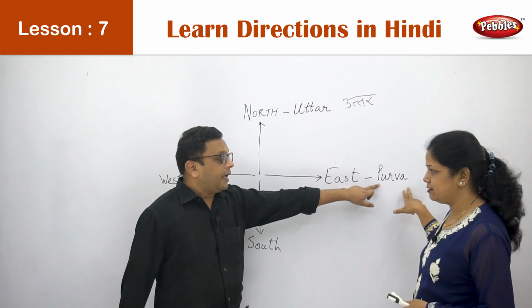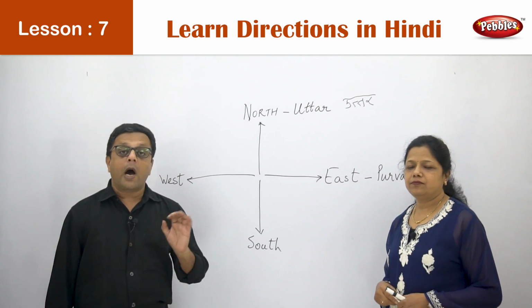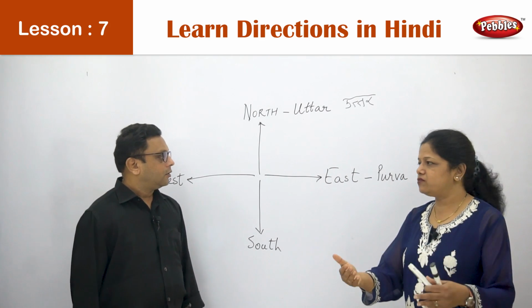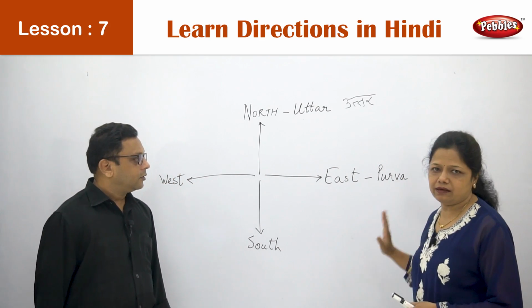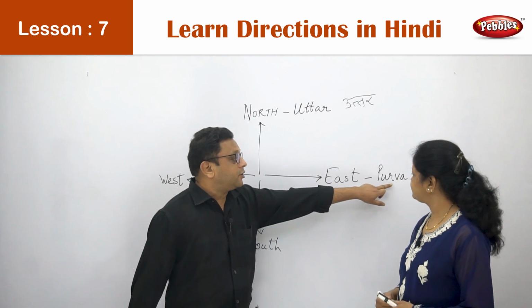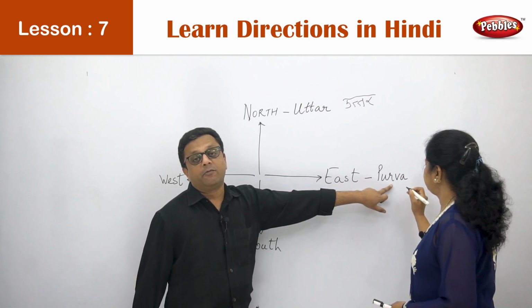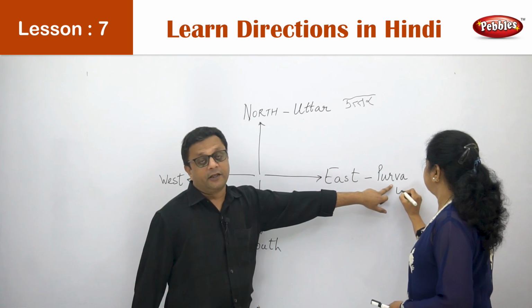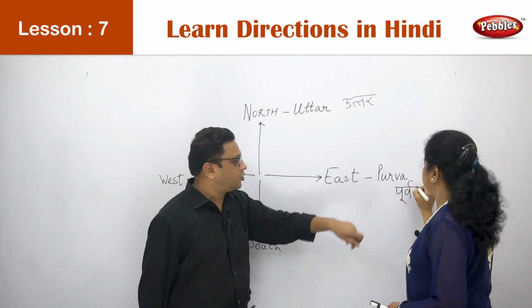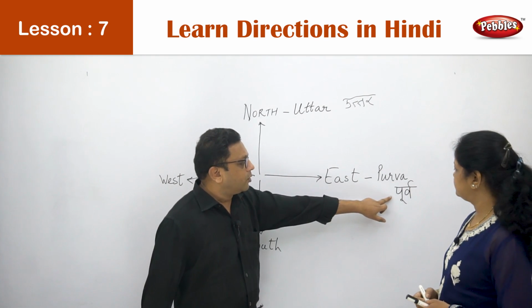Though we write A here, it is not pronounced that way. So we say Purva. That's why I have written A here. Now, if you read it as Purva, that can be the name of a girl. Purva is the name of a girl, which is originated from the direction, of course. So this is written as Purva.